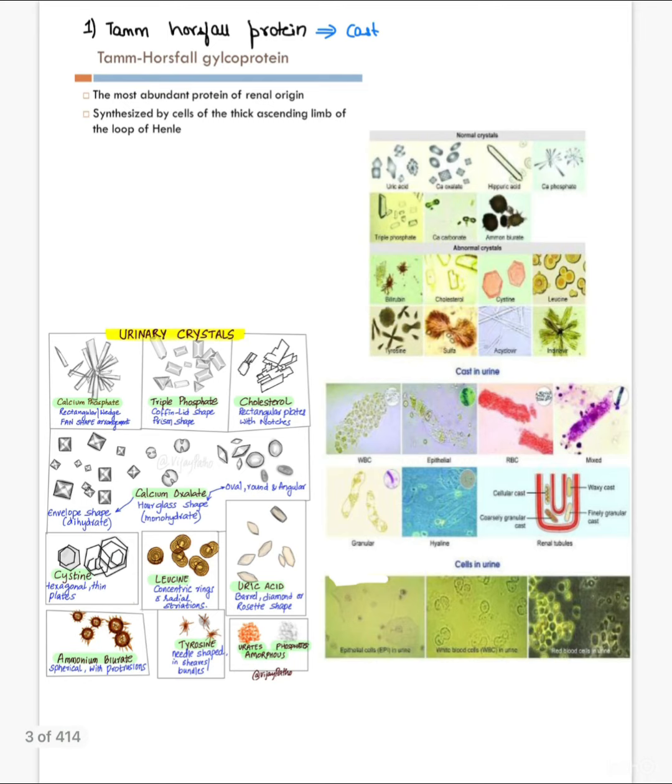First of all, the first question is about the Tamm-Horsfall protein. This Tamm-Horsfall protein is basically a protein of renal origin, and it is secreted by the thick ascending limb of the loop of Henle. This may be a next year question, so that is again important. Now they ask whether it is a cast or crystals.